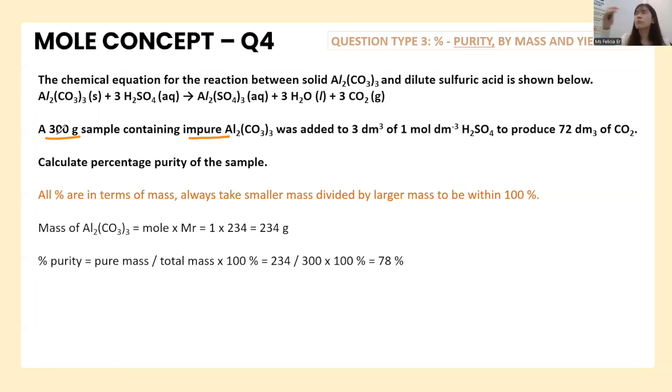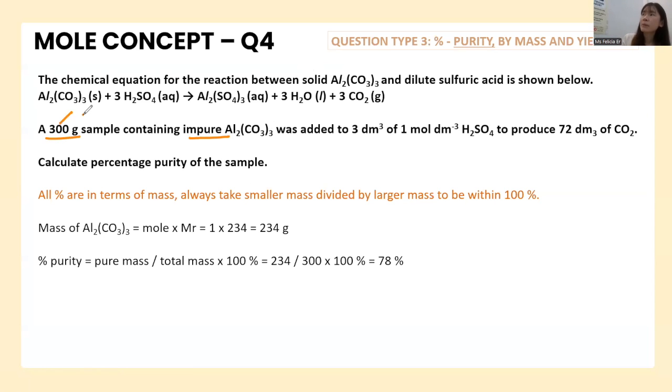That means you cannot put this 300 grams into mass over mR. Cannot, because this contains impurity. That means it not only contains aluminium carbonate, it also contains some other substance. So if you take this number to be mass over mR, your mR should not only be aluminium carbonate. Your mR should also include the impurities, but you do not know what the impurities are. That's why this number here, you cannot use it to do any calculation, like calculating moles or anything.